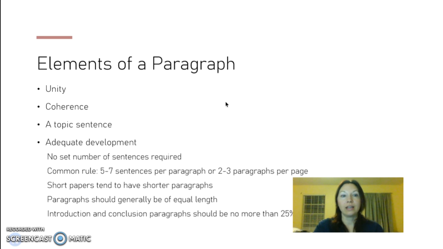Okay, and then finally, adequate development. Writing is an art, it's not a science. There's not an exact formula for a paragraph. And I'm sure you're starting to see that as you've done your reading over paragraphs this week. There's no set number of sentences required to adequately develop a paragraph. The common rule that I tend to follow is 5 to 7 sentences per paragraph, especially if you're writing an argument essay or an analysis. Or you can think of it as 2 to 3 paragraphs per page. And I think the reading even said 3 to 5 sentences for a paragraph.